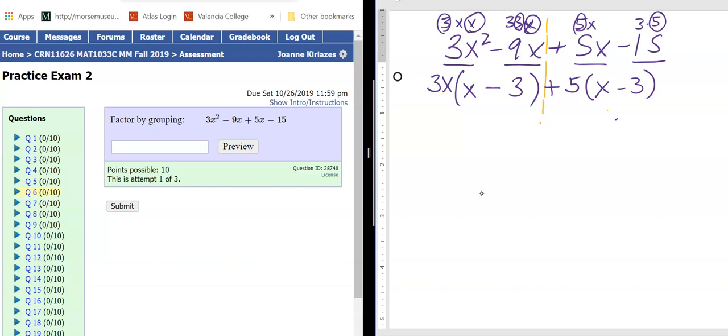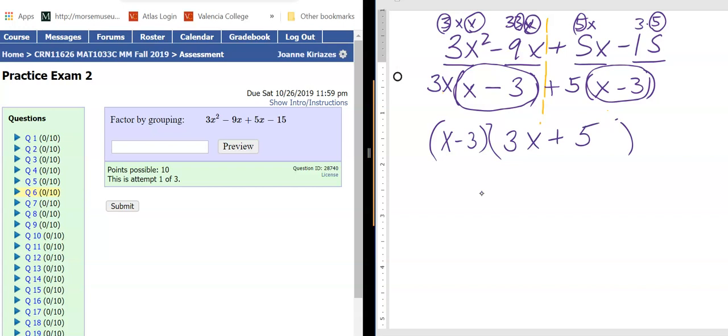Well, you can see that this first term is made up of a 3 times an x and then times the quantity of x minus 3. The second term is made up of 5 times the factor x minus 3. So x minus 3 is the greatest common factor, and it's always going to work out that way. That's the whole idea of this, when you can find the greatest common factor. So I circled it, and just like before, whatever I don't circle, I put inside my parentheses. So that is the grouping, factor by grouping.